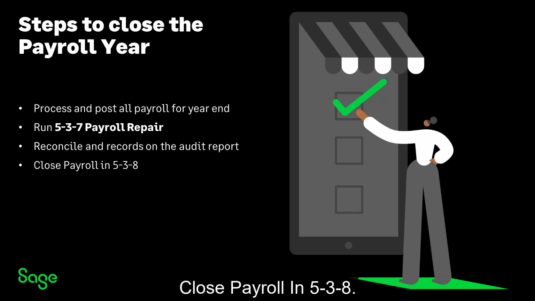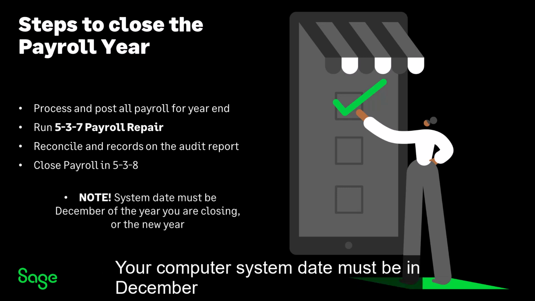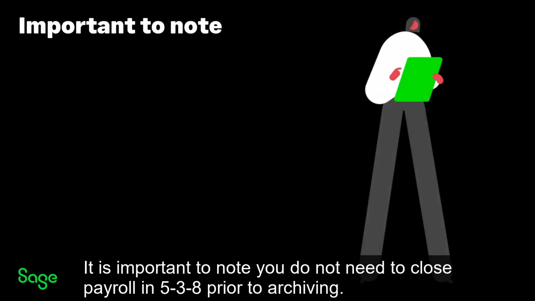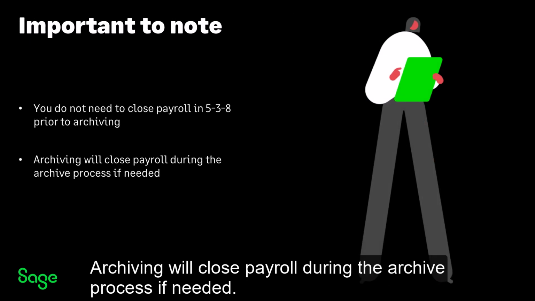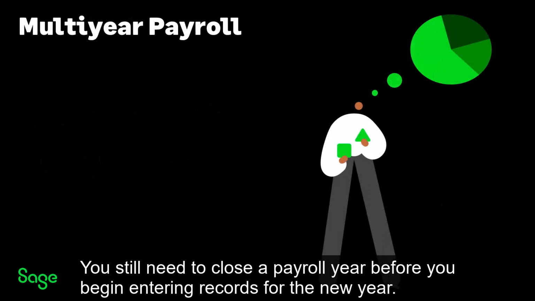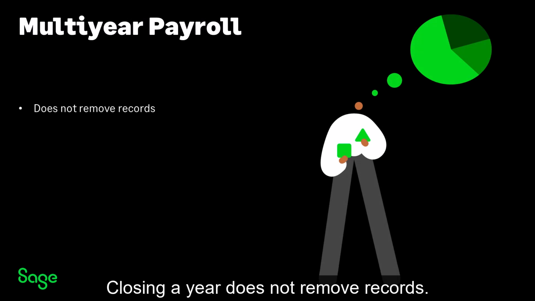Close payroll in 538. Your computer system date must be in December of the payroll year you are closing or the new year. It is important to note you do not need to close payroll in 538 prior to archiving. Archiving will close payroll during the archive process if needed. You still need to close a payroll year before you begin entering records for the new year. Closing a year does not remove records.